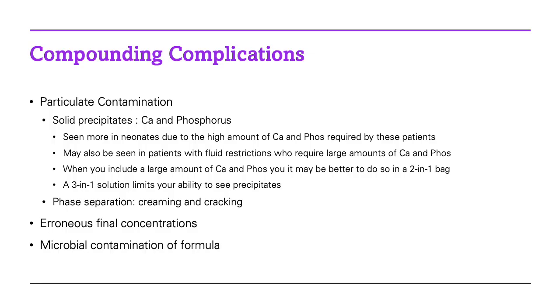Erroneous final concentrations are avoided by following the national manufacturing standards, triple checking PN bags, using refractometry, and careful review of translated orders with a referral source. So that's really going to be done in the pharmacy.